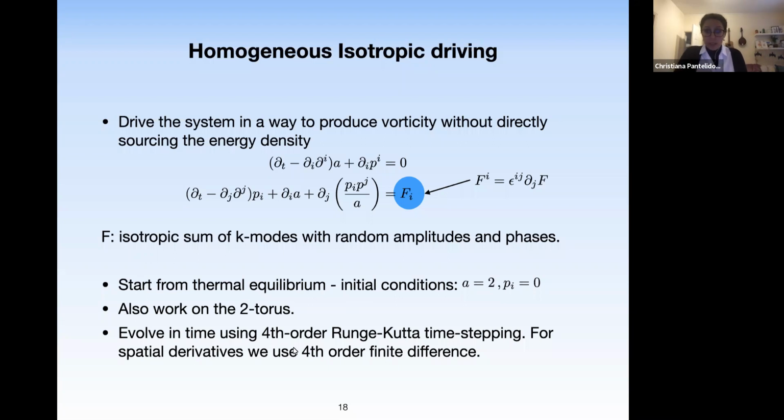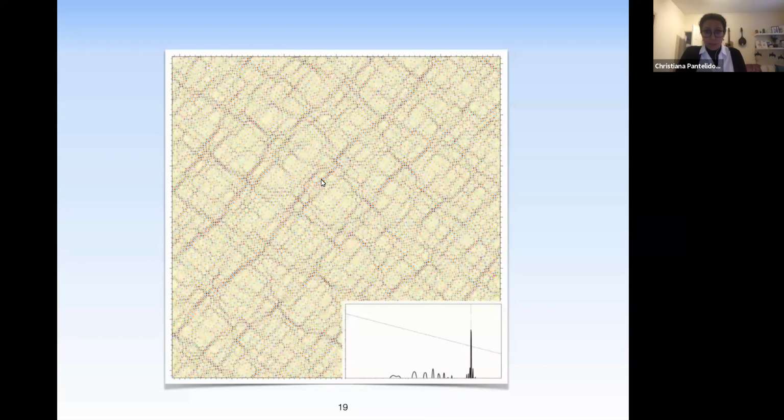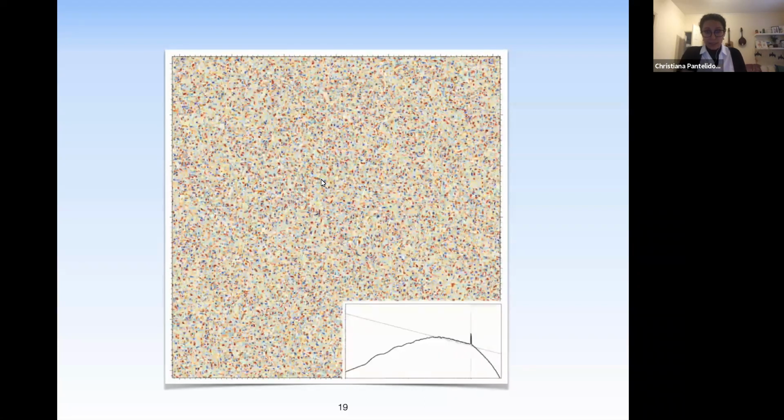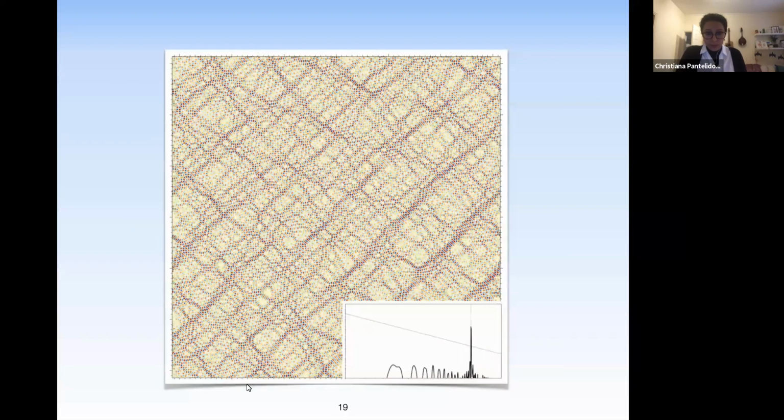Okay, and this is what we get. Once again, I'm showing the vorticity in the background and the kinetic energy power spectrum on a logarithmic scale at the bottom. And I'll play this twice, just like I did before.